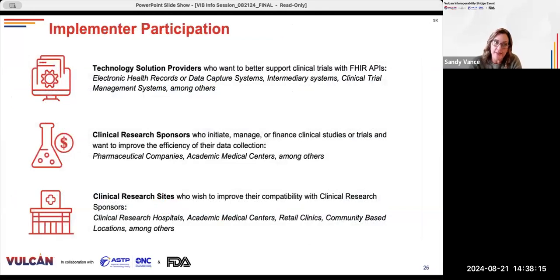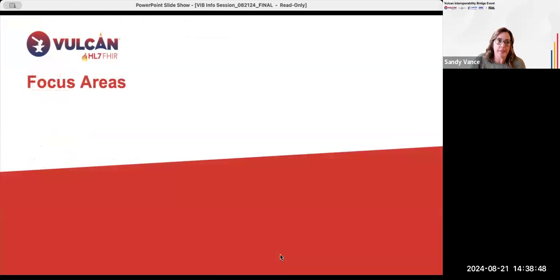We are committed to having in each of these focus areas at least one of each of these types of implementer. One would be the technical solution providers, those that are building systems to support clinical research. We also want clinical research sponsors who are able to come to the table and share their expertise in the use case development. And then finally, clinical research sites, who will experience the ability to process things faster and be part of more research studies.